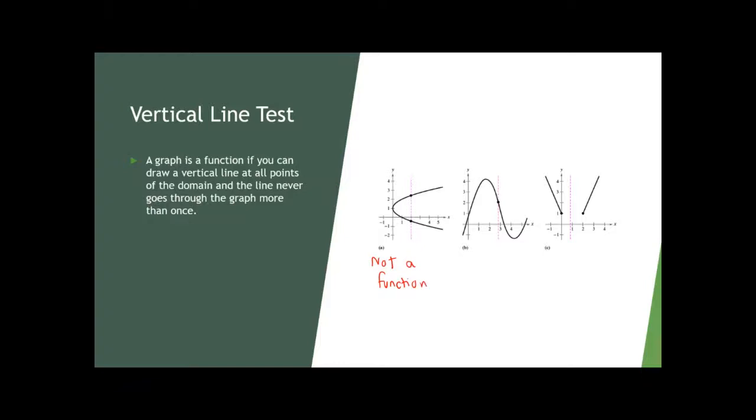So the key is that if you can draw a vertical line at basically all points or any points of the domain, because if I drew a vertical line here, it is a function because it only hit the graph once. But you have to consider at any point, is there a spot where it will hit the graph more than once? And there is, which makes it not a function. So just because you can only hit the graph once doesn't mean that's automatically a function. You're basically trying to disprove that it's a function by looking for spots where the vertical line test fails.